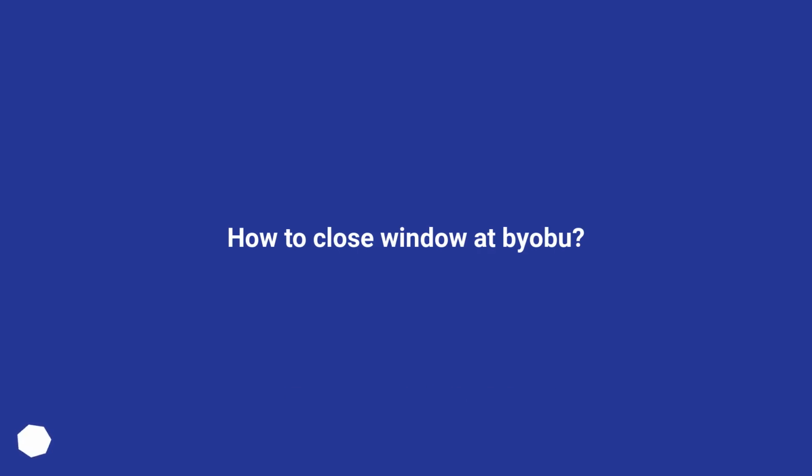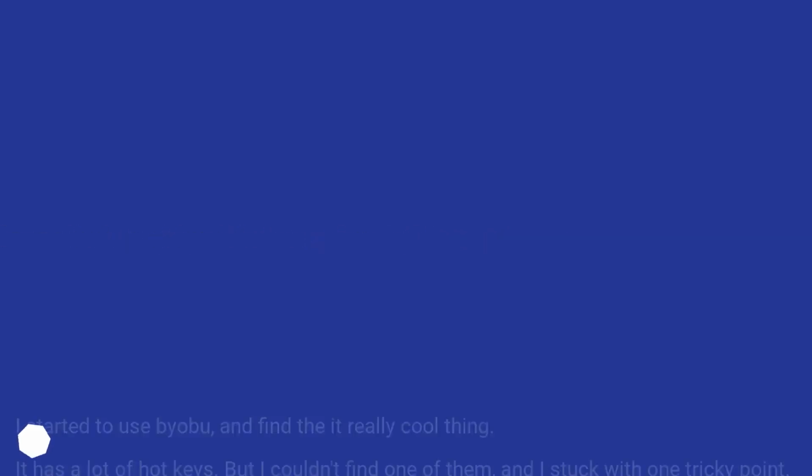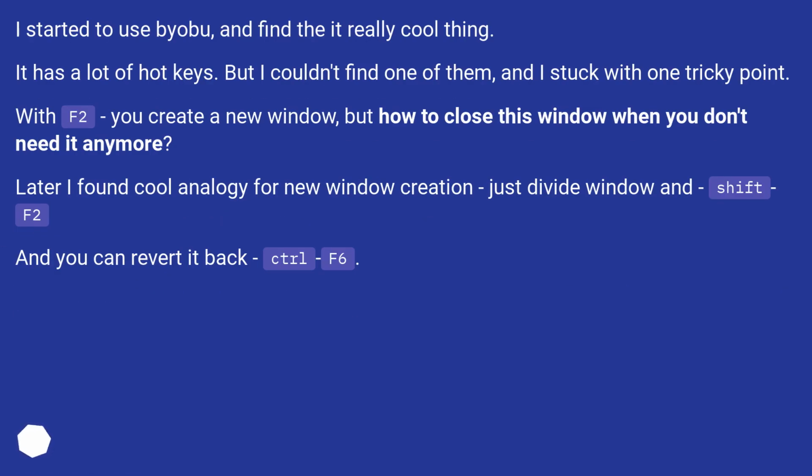How to close a window in byobu? I started to use byobu and find it a really cool thing. It has a lot of hotkeys, but I couldn't find one of them, and I got stuck on one tricky point. With F2, you create a new window, but how do you close this window when you don't need it anymore?